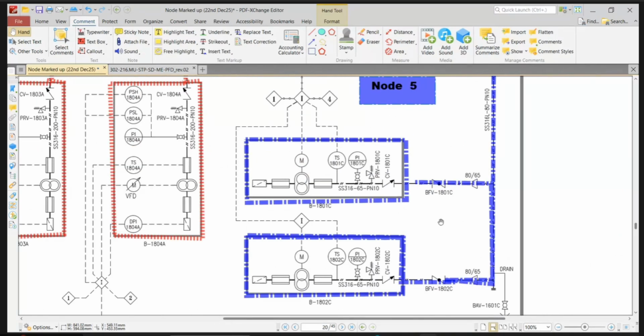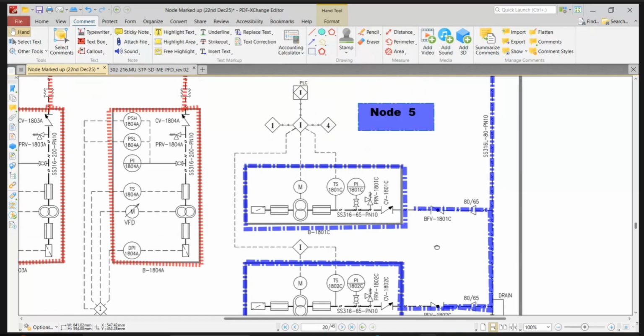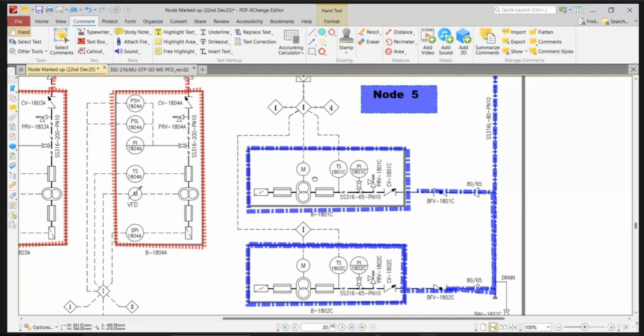Okay, correct. But it also controls the levels and everything. Okay, correct. Understood. So guys, there are two blowers. One is standby, right, Emma?